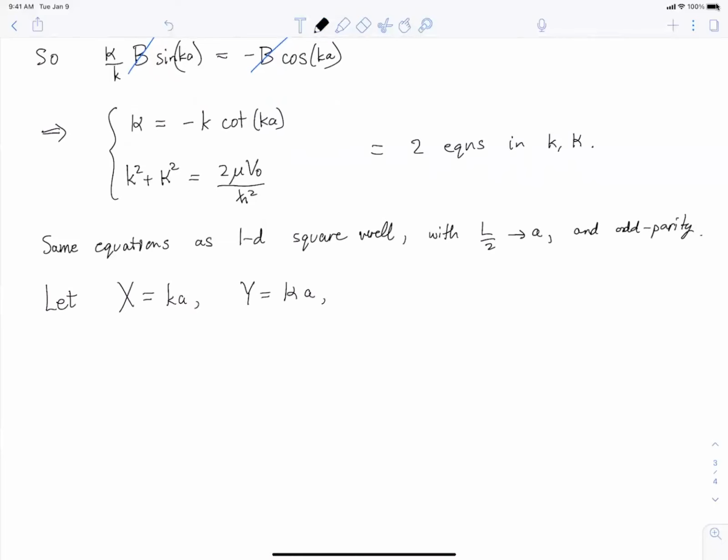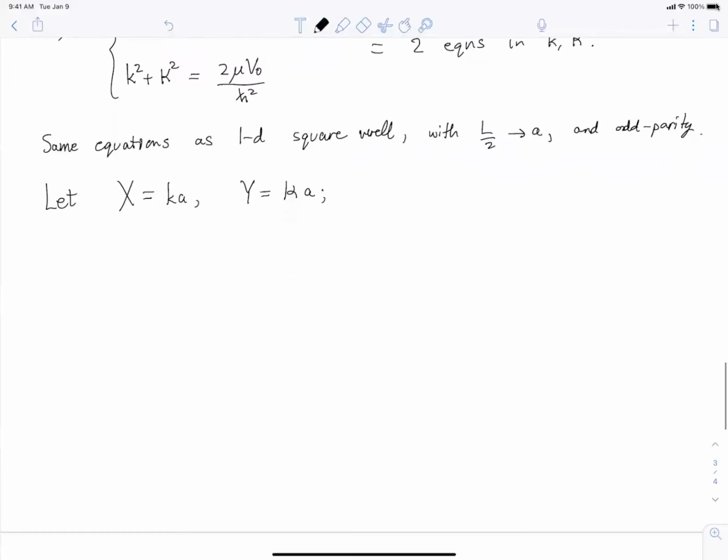Okay, and then the equations become the following. First of all, x squared plus y squared is a constant, so that's a circle in the xy plane. The constant is 2 mu v naught a squared over h bar squared. Okay, so those are circles, depending on what v0 is. And the other equation is that y is equal to minus x times cotangent of x.